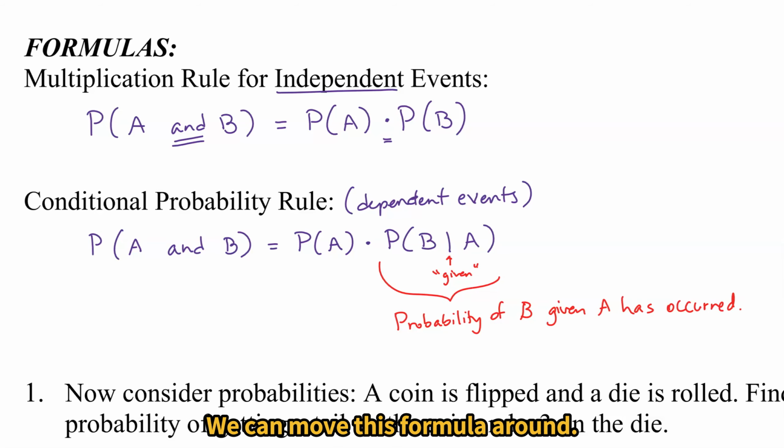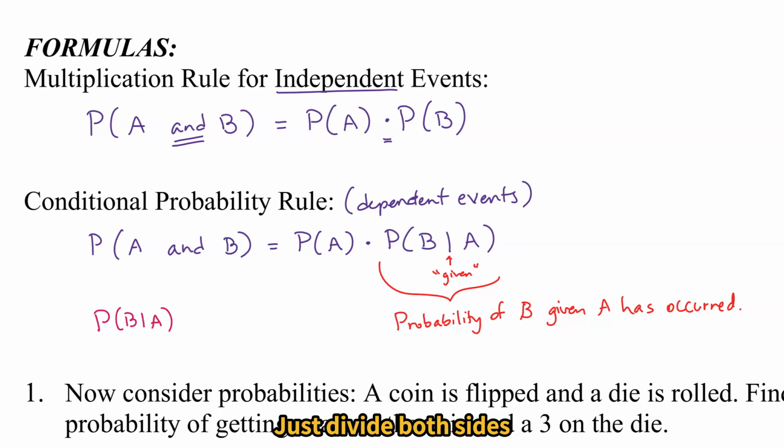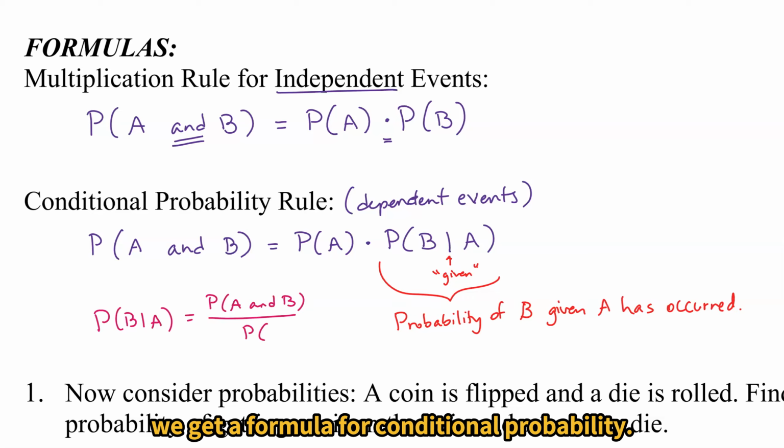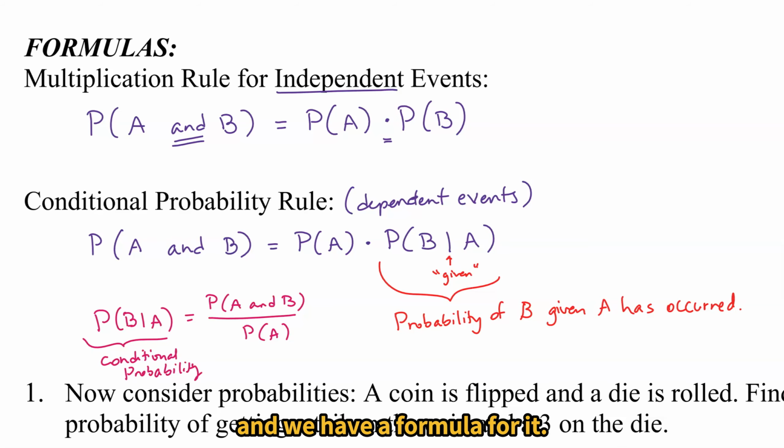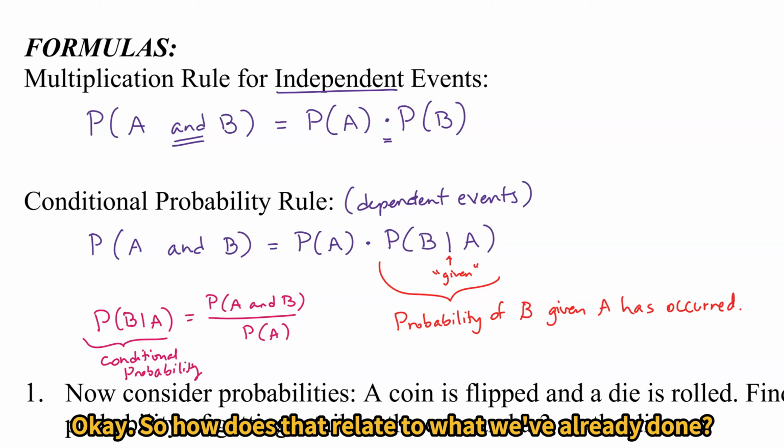We can move this formula around. Just divide both sides by the probability of A, and we get a formula for conditional probability. So this thing here, conditional probability, and we have a formula for it. Okay, so how does that relate to what we've already done?